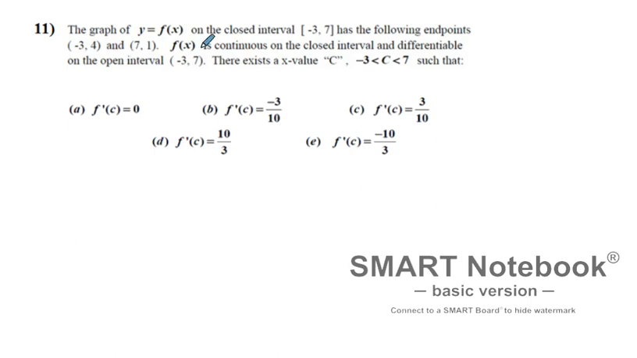The graph of y equals f of x on a closed interval from negative 3 to 7 has the following endpoints: (negative 3, 4) and (7, 1). f of x is continuous on a closed interval, differentiable on the open interval from negative 3 to 7, so there exists an x value c between negative 3 and 7 such that... This is an existence theorem. Must, or has to, or exists.